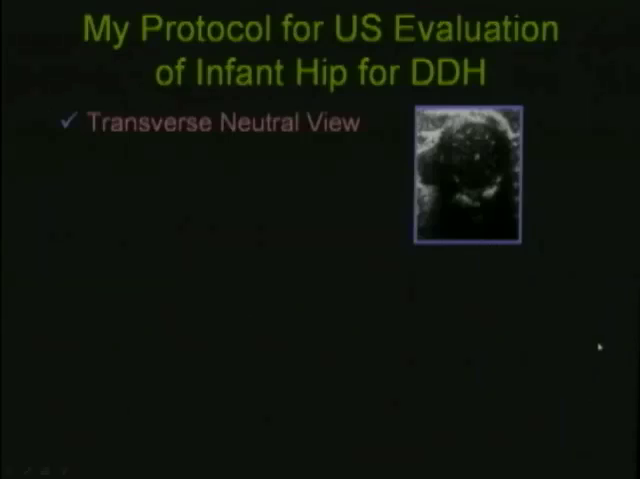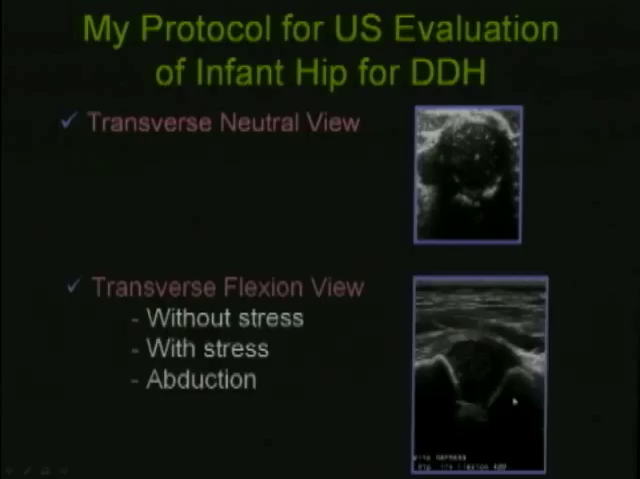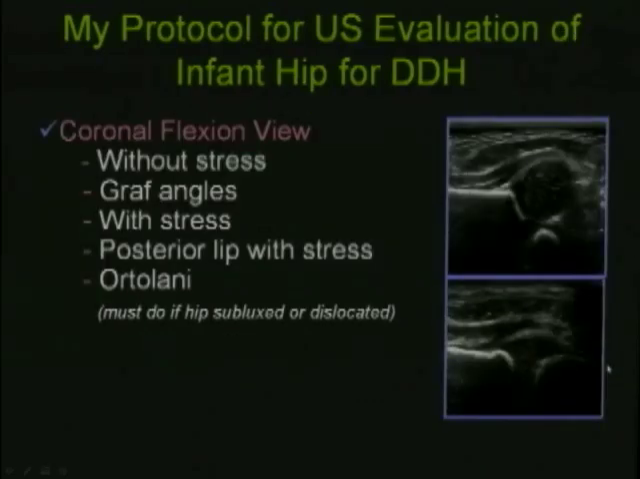Now, so far as my protocol, I do a lot more than the standard minimum. I don't want to miss anything if I can possibly avoid that. And so I start with the transverse neutral view. I go to the transverse flexion view without stress, with stress, and with abduction. And then I do the coronal flexion view without stress.